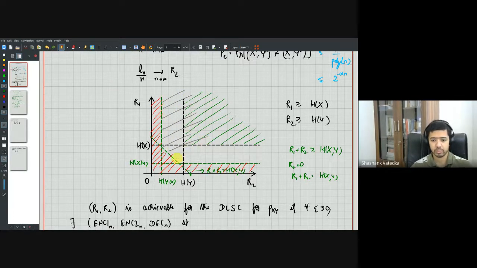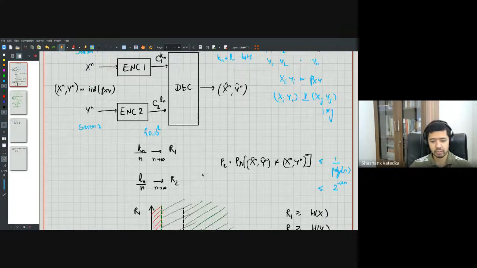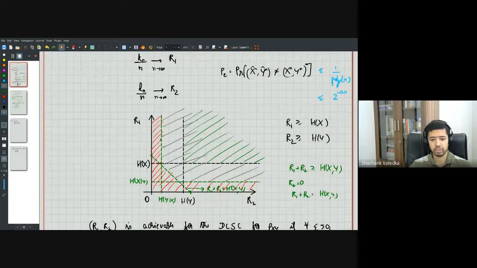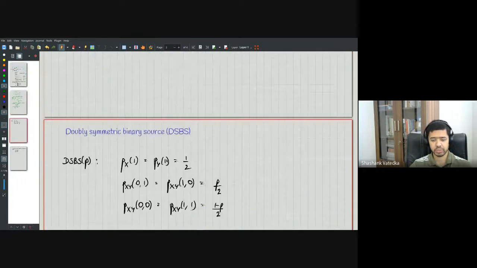Which is rather surprising, right? Even though you have two separate encoders, you are compressing X^n and Y^n separately. Encoder 2 does not know X^n, encoder 1 does not know Y^n. All you know is only P_XY, the joint distribution. And even then, you can compress to a rate below the entropy of X or the entropy of Y respectively. Okay, so let's see an example of what this actually means.